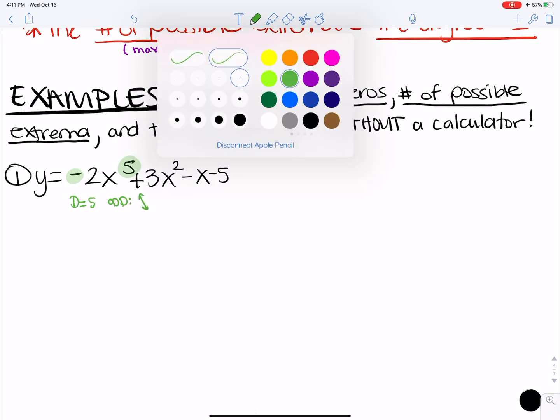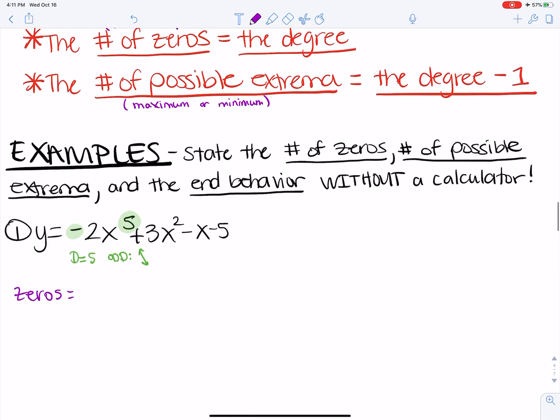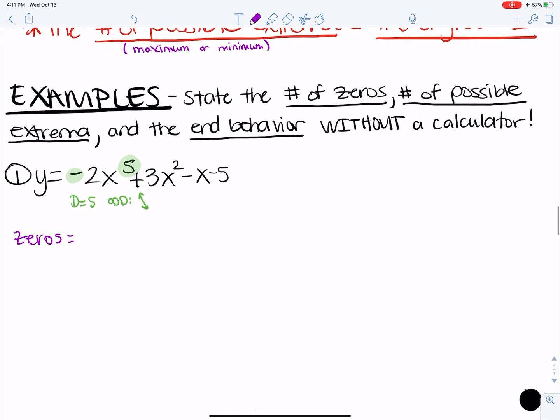So let's keep that in mind as we fill in our zeros. The zeros, how many zeros are there? Oh, wait, what does it say? Oh, it's the degree. So there are 5. The possible extrema. Well, how many extrema can you have again? Oh, it's the degree minus 1, so it's 4.